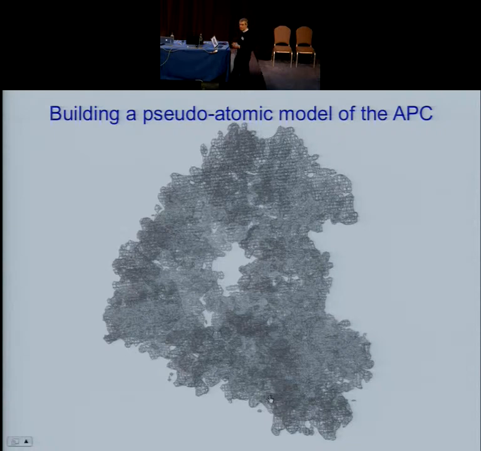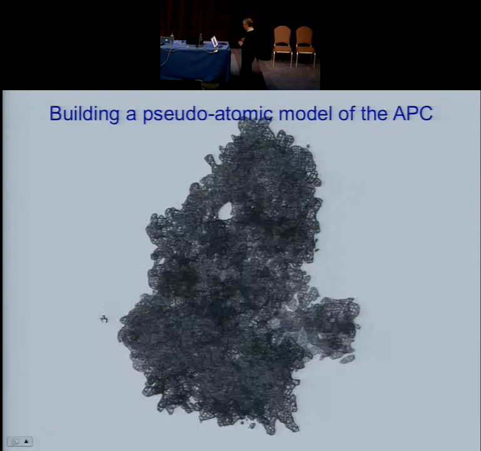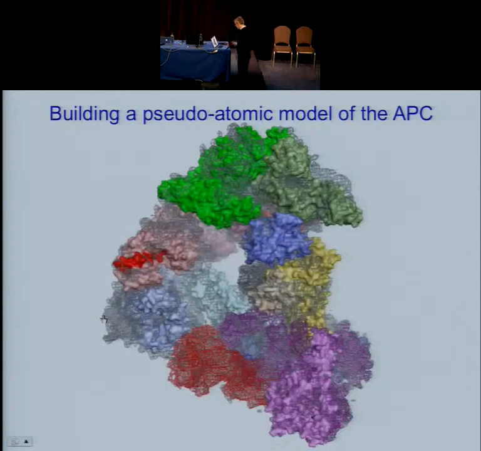So this movie shows you the electron density of the S. pombe APC. It's a bit dark. And then the pseudo-atomic structure is shown here, and this structure shows that we've now docked 80% of the APC subunits. We're missing subunits for APC4, the N-terminus of APC1, and APC5 is not yet fitted into the electron density map, and these are shown in blue, purple, and red densities.